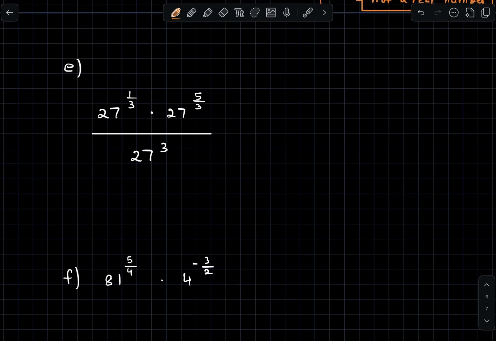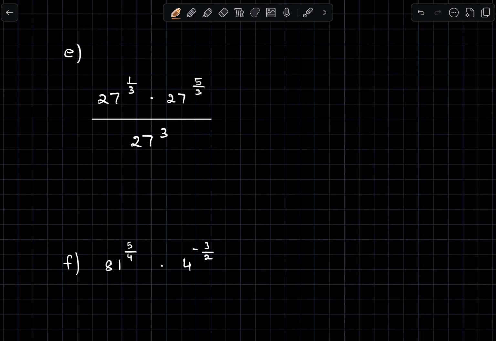Now we've got a little bit more complicated examples here. Let's see how these work. This is putting together a little bit more of our rules with fractional exponents or rational exponents. Well, we've got 27 to the 1/3 times 27 to the 5/3, all of it divided by 27 to the 3rd power. Well, let's not forget, we started our discussion of exponents with the power rule, right?